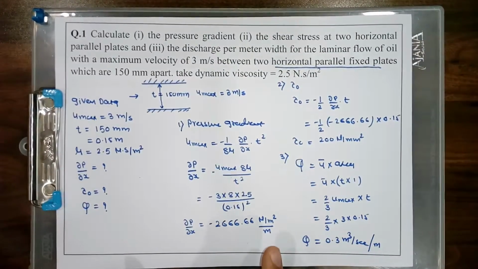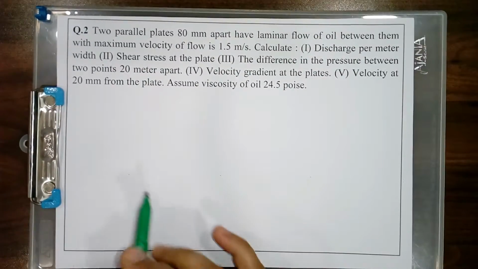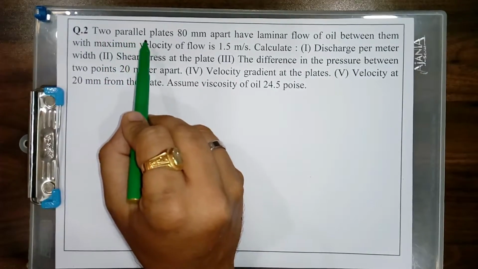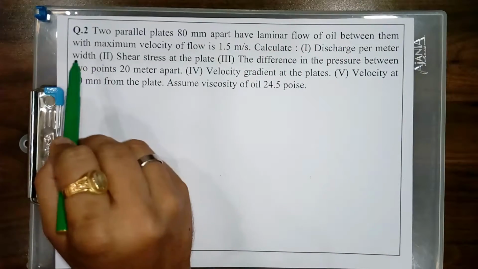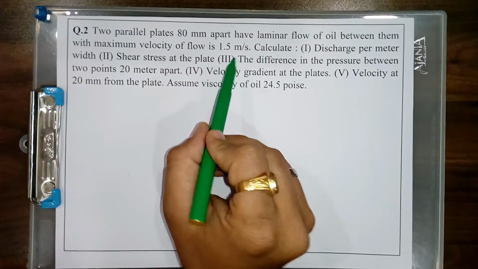So students, in this way we are able to solve this numerical. Now numerical number 2. Numerical number 2 is also similar to numerical number 1. The two parallel plates 80 mm apart have a laminar flow of oil between them with a maximum velocity of flow of 1.5 meter per second.